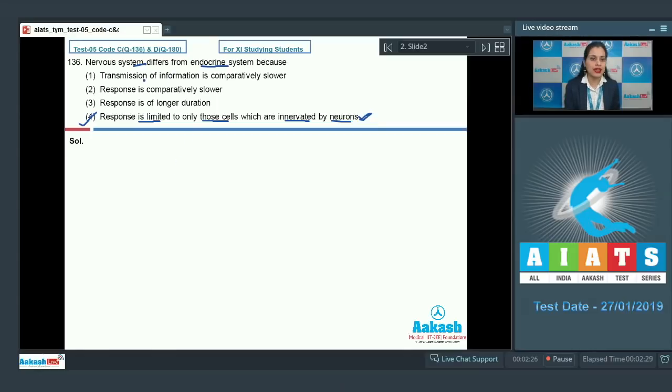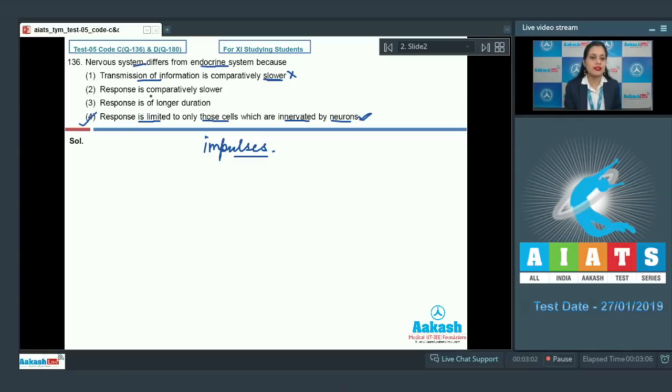The very first option is transmission of information is comparatively slower. And as it is an incorrect statement, this cannot be a correct answer to our question, because neural system transmits messages through impulses, and the transmission of information is comparatively faster than endocrine system.